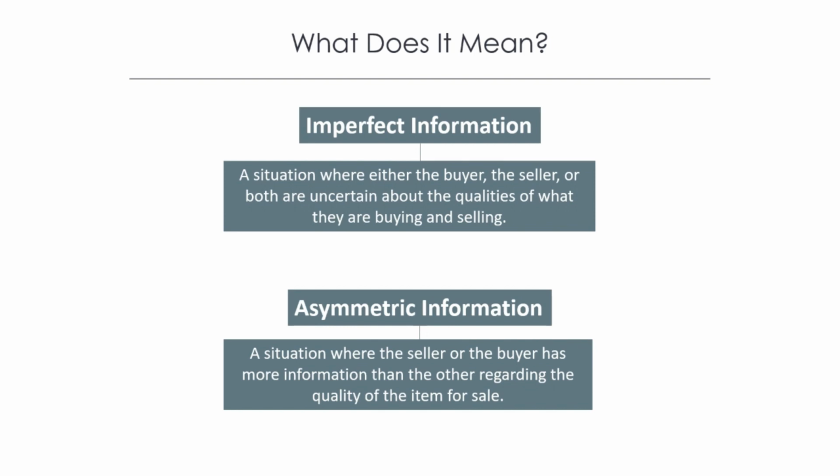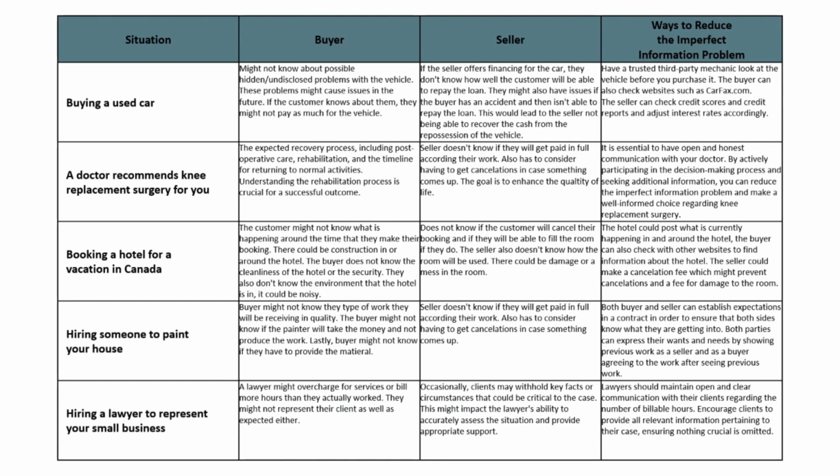And you will ask, what's the difference with asymmetric information? Asymmetric information is a situation where the seller or the buyer has more information than the other regarding the quality of the item for sale. We have a lot of examples in the next slide, and I will choose the most suitable one for asymmetric information. It's the last one, hiring a lawyer to represent your small business.